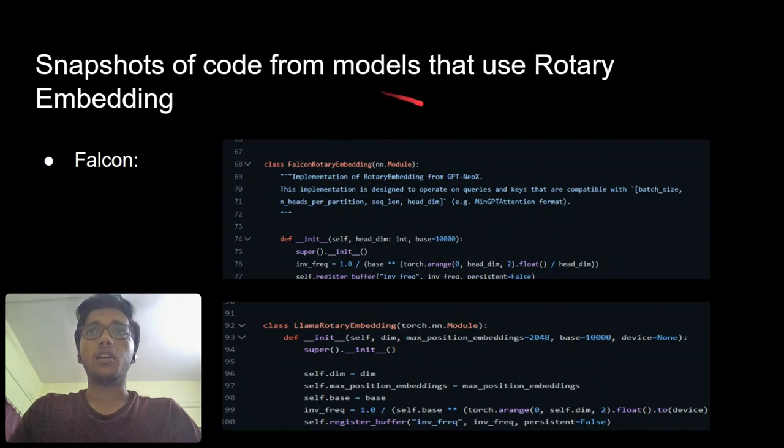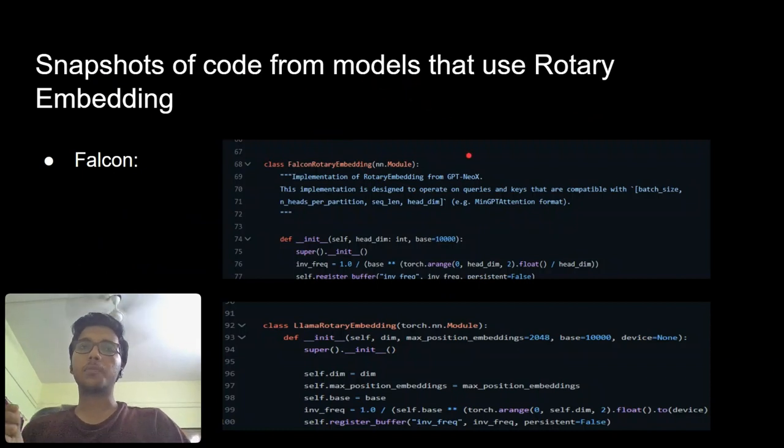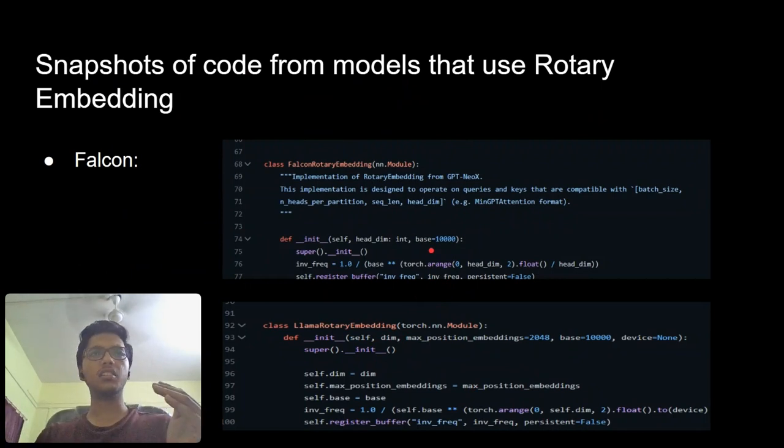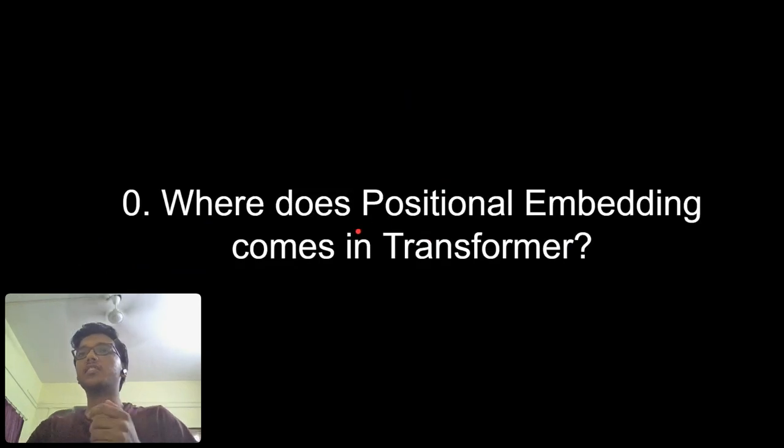So, the significance of this rotary position embedding can be seen from the Falcon as well as Llama models, where both of them use rotary position embeddings. Actually, both of them are not the same, but somehow modified forms of each other. But the basic idea remains rotary position embedding. So where do position embeddings come in transformers, and what is their actual significance?